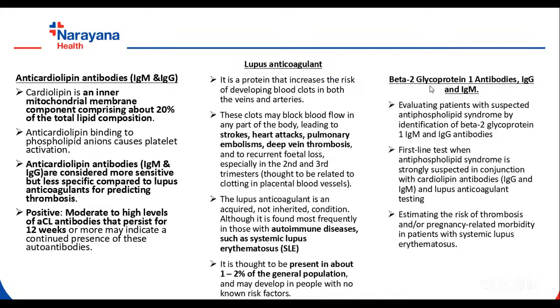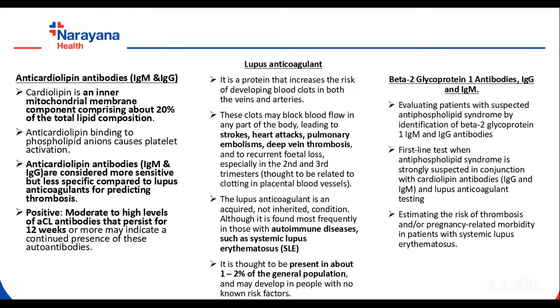Beta 2 glycoprotein antibodies IgG and IgM. These are also suspected with APLA syndrome, but the thing is it should be done in conjunction with your cardiolipin antibodies. Your lupus anticoagulant, it is a protein that increases the risk of developing blood clots in both your veins and arteries.